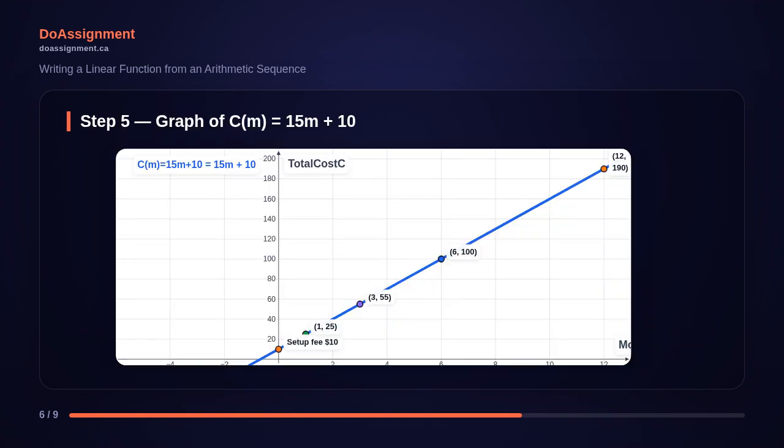Here is the graph of c of m equals 15m plus 10. The line starts at the y-intercept of $10, representing the setup fee, and rises at $15 per month. The 3 given data points at months 1, 3, and 6 all land exactly on the line. The point at month 12 shows the total 1-year cost of $190.